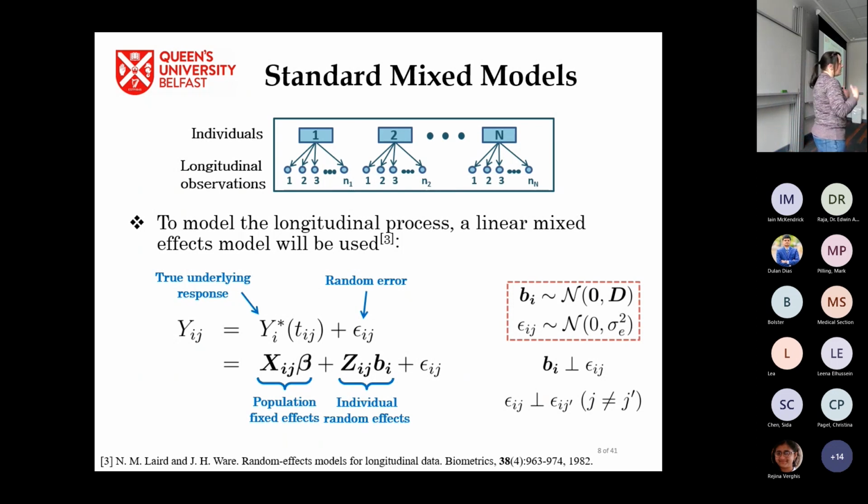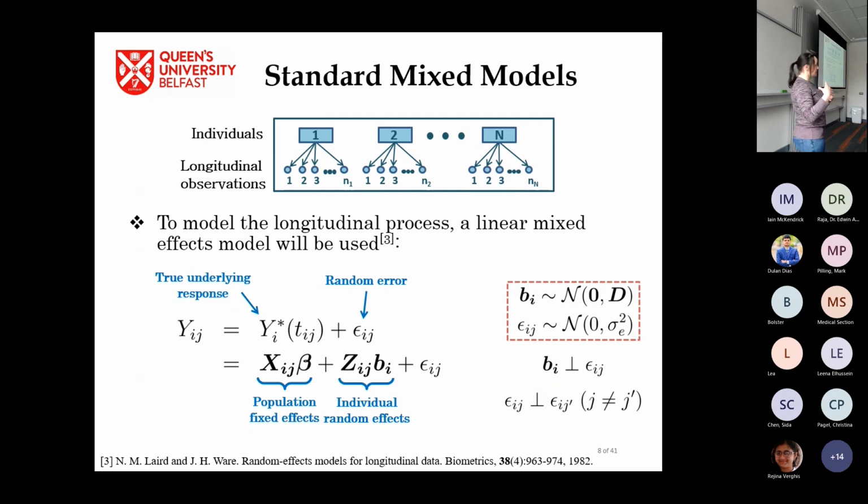And what we tend to do, a lot of the time, is use mixed effects models to analyse this. Just in case you're not familiar with mixed effects models, I'll just introduce it, but it may be familiar to some of you. So within the mixed effects model, we have our response variable, Yij. That's the thing that we're trying to model. And we're going to assume that there is a true underlying response, Y star, plus a random error term, that's our epsilon ij. And based on the true underlying response, we're going to separate that out so that we have fixed population level effects as well as individual specific random effects.